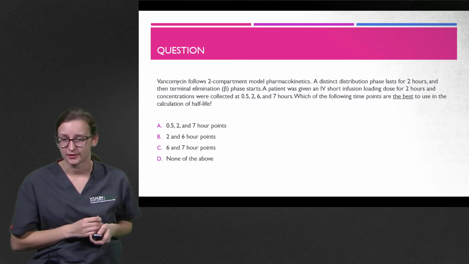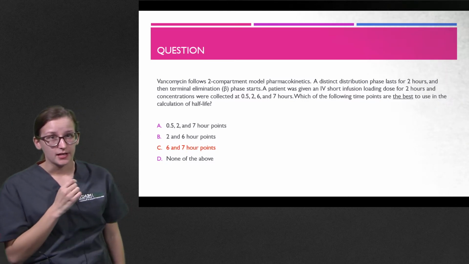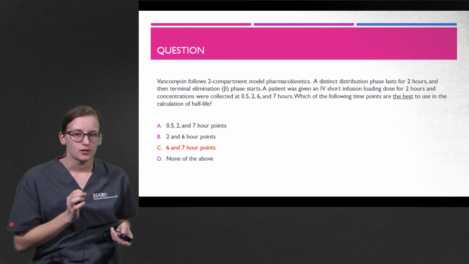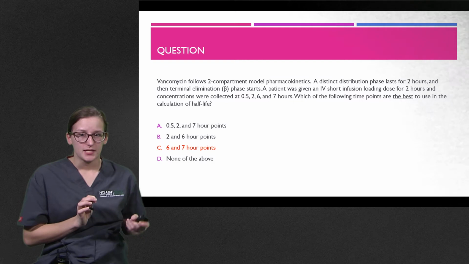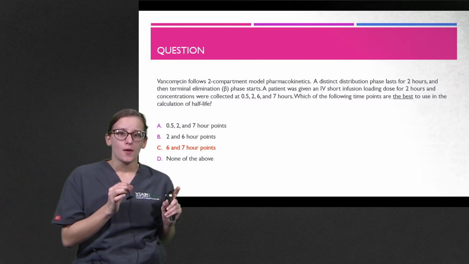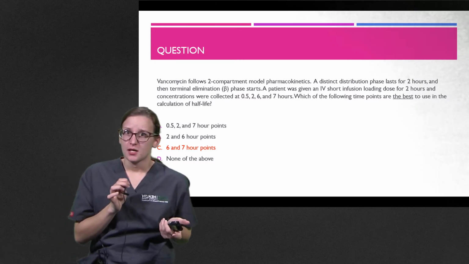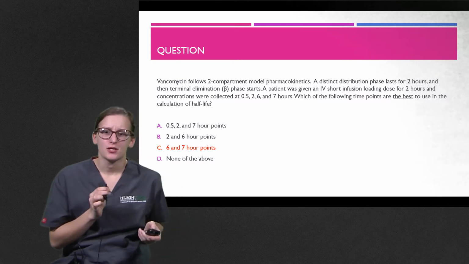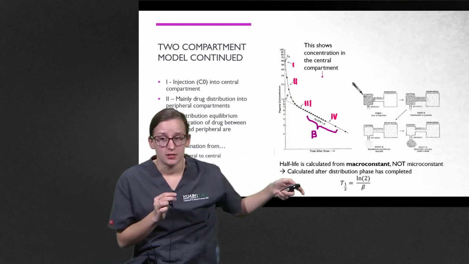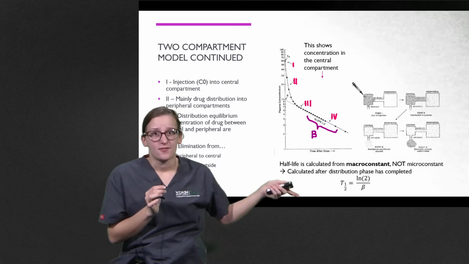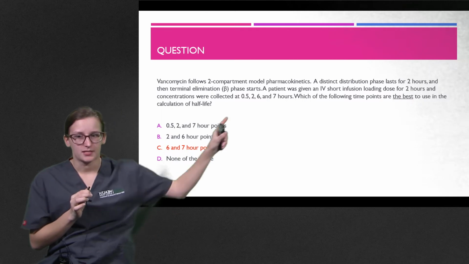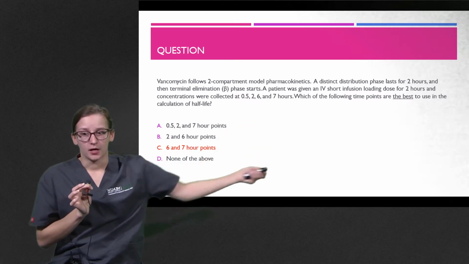Oh no, okay, sorry. All right, so the answer here is 6 and 7. I think you received a similar question in class. So basically, if it distributes over 2 hours, if we collect it at the 2-hour mark, it might still be distributing in the body depending on the patient. So it might not be good to use that because that might still be around 3 here. We don't know for sure if it's pure elimination. So you always want to go with what's after that distribution phase. So in this case, 6 and 7 are the ones that end up after that 2-hour mark. So those would be acceptable.